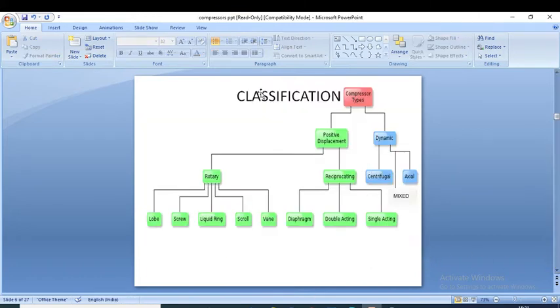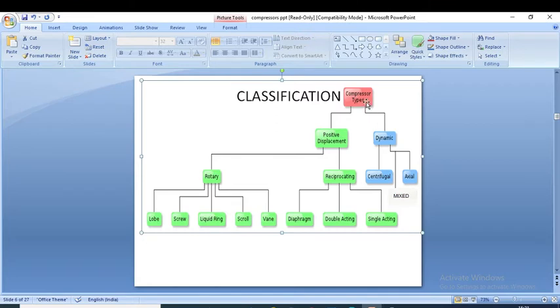So here we are going to see the classification of this air compressor. So compressors are basically defined by two ways: positive displacement and dynamic displacement. Dynamic displacement compressors sometimes may be called non-positive displacement. Then what is this positive displacement? Positive displacement compressors deliver a constant volume of air as compared to the non-positive. We are going to see this in depth.